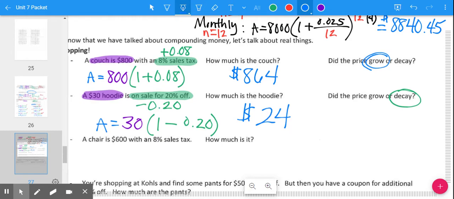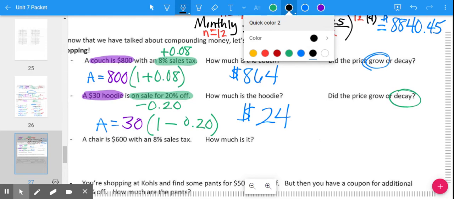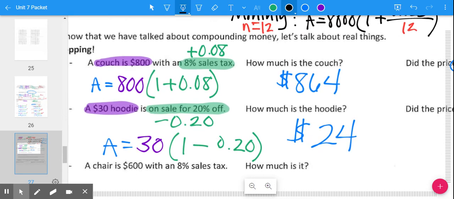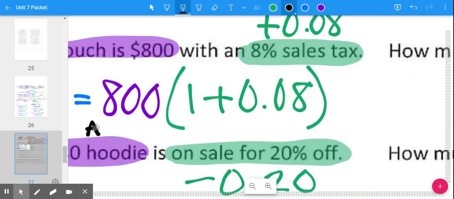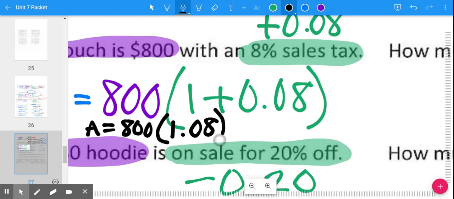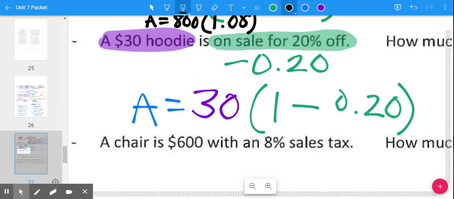Now, another way that you could have written each of these formulas is based on what's inside the parentheses. Because it only happens once, we have two different numbers inside the parentheses. We can actually rewrite this as A equals 800 times 1.08. So on the hoodie, we have 1 minus 0.20, so we could have also written A equals 30 times 0.80. You can always combine what's inside the parentheses because they're grouped.